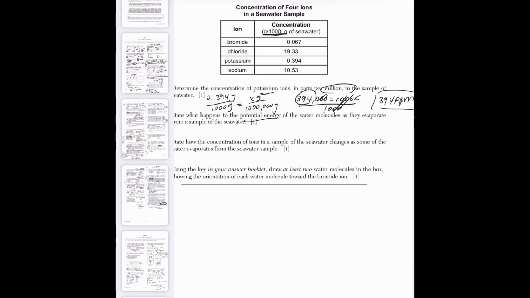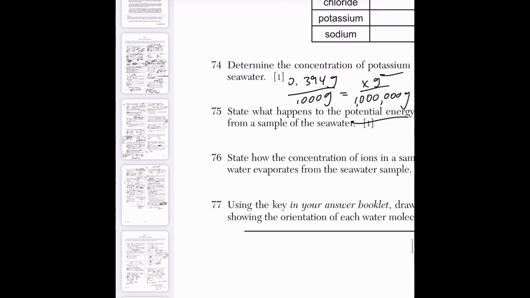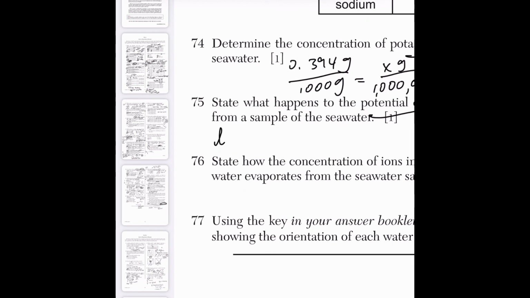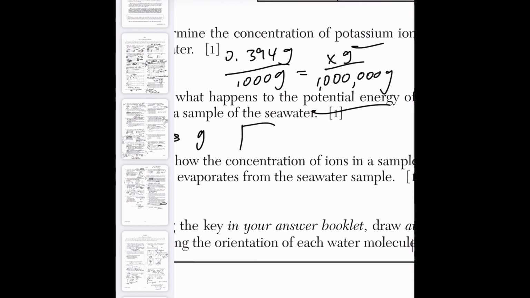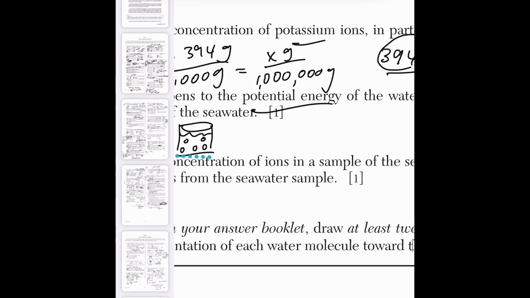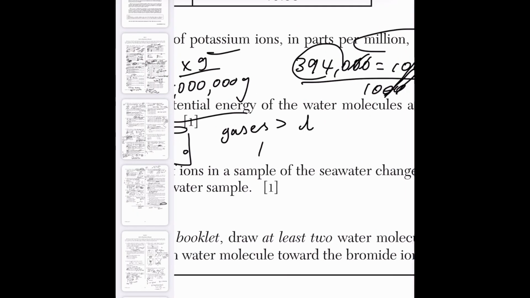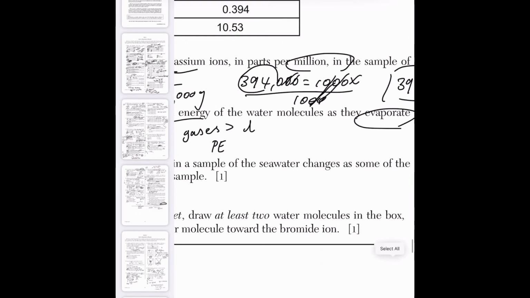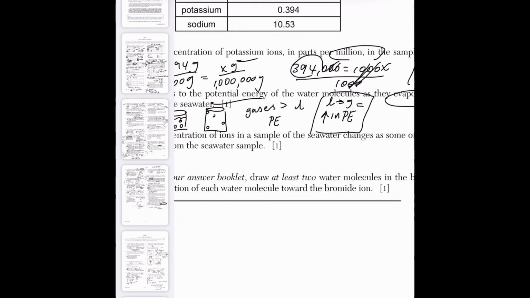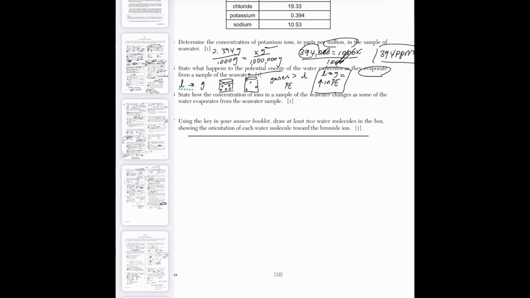What happens to the potential energy of water molecules as they evaporate? So evaporation is a phase change from liquid to gas. And this is like a visual. Just pretend these are water molecules going from this to this. Gases have more potential energy than liquids, PE. So going from a liquid to a gas would be an increase in PE. So you can say the molecules gain potential energy, or potential energy increases as it evaporates. Something along those lines should be okay.